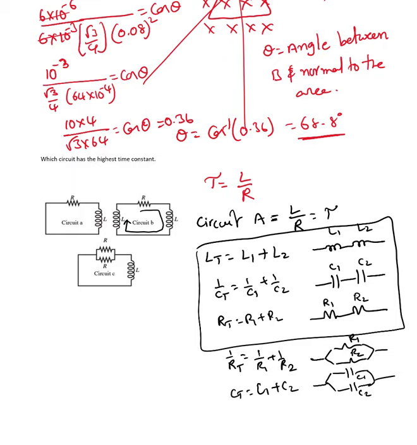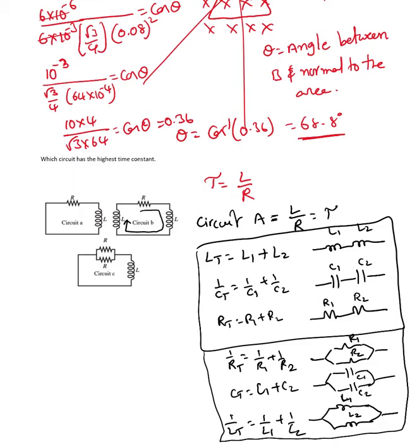So for capacitors, we're going to use the opposite formulas. When it comes to inductors, 1 over L total equals 1 over L1 plus 1 over L2. So if capacitors are in series or parallel, or inductors are in parallel or series, this is the formula we're going to use.